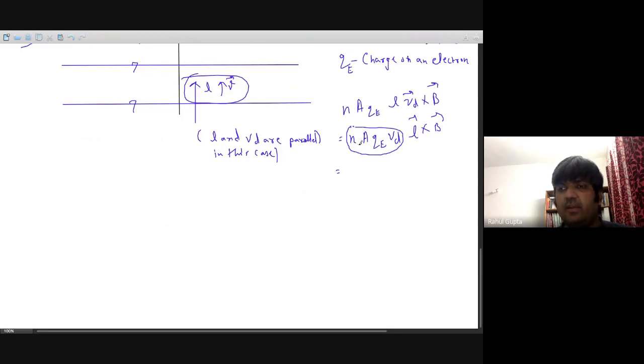Now this thing, N A Q E VD. Look at it carefully. What is it? N is charge per unit volume, into A, into QE. You can write VD as L by T, the length covered per unit time, because it's a constant velocity, right? It's not a variable velocity that we have to write dL by dt. It's a constant velocity, so we can write L by T.